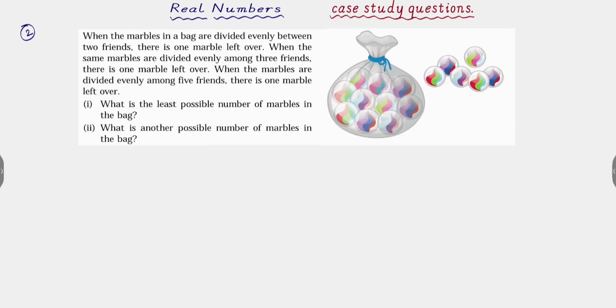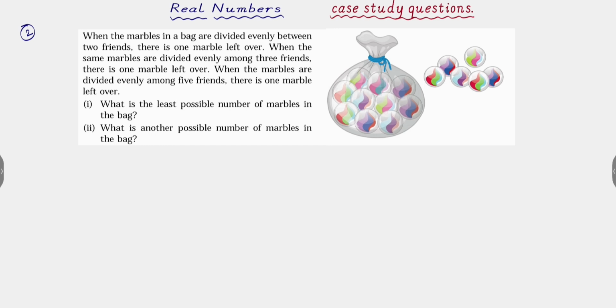The second question is about marbles in a bag that are divided evenly between two friends. There is one marble left over. It means that when those marbles are distributed equally between two people, one marble is left over, so when you divide that number by 2, we get remainder 1. Similarly, when the same number of marbles are divided evenly among three friends, there is one marble left over. When the marbles are divided evenly among five friends, there is one marble left over.